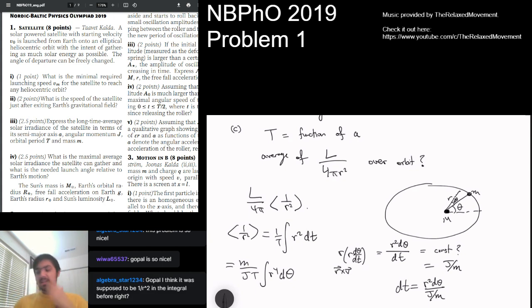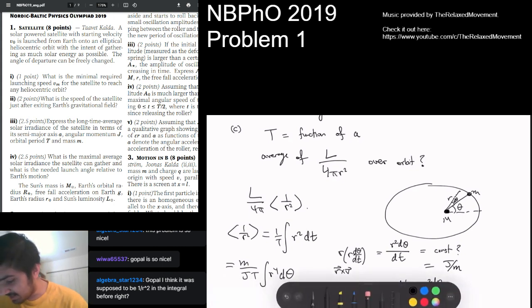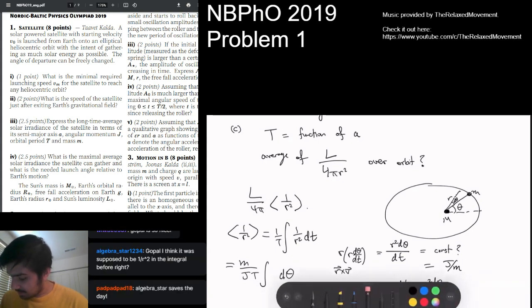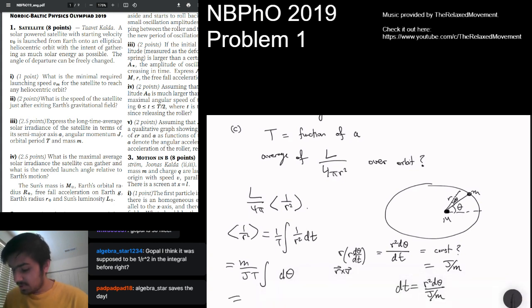Oh yeah, of course. You're right, I just miscopied here. So that fixes everything, right? This just becomes d theta. So this becomes 2 pi m over JT.